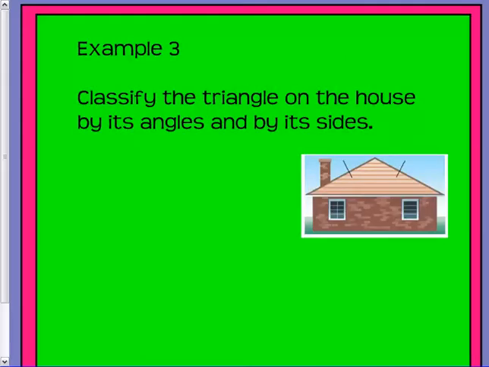Okay, classify the triangle on the house by its sides and by its angles. Okay, so at the top here, we notice it has two of the same, so it is isosceles. And then we notice that these two angles in an isosceles triangle have to be the same. So that's something that you need to know about an isosceles triangle: if the two sides are the same, then the two angles are also the same. And this angle is a little bit bigger, okay? So this is an obtuse triangle. So this is an isosceles obtuse triangle.